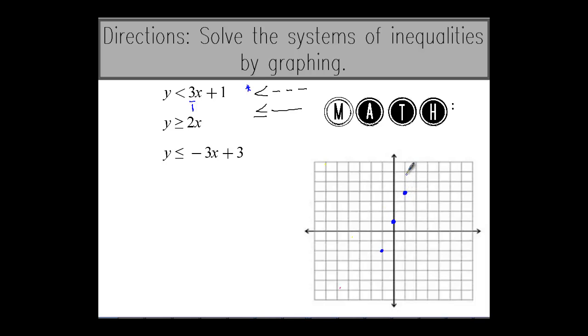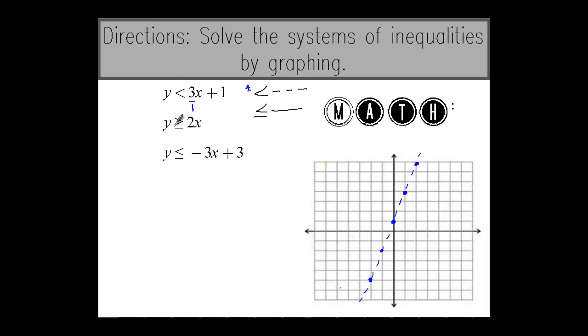So I'm going to plot a couple points for each graph. And then I'm going to do my best, which is difficult, to draw the correct line through this. Since I have an inequality that does not have a line underneath, I am going to use a dotted line to draw my line through my points. Then I go on to my next graph.